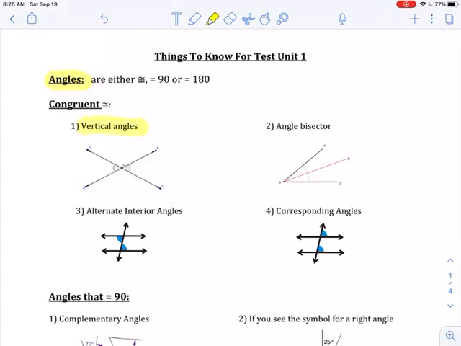Remember that vertical angles are congruent to each other, so basically all these right here are congruent. Vertical angles are angles that are opposite each other. So right here, anytime I have two intersecting lines, the angles opposite each other are congruent. So angle 1 is congruent to angle 2. So if I give you the measures of those angles, you're going to set them equal to each other and solve. Another thing that makes congruent angles is an angle bisector.